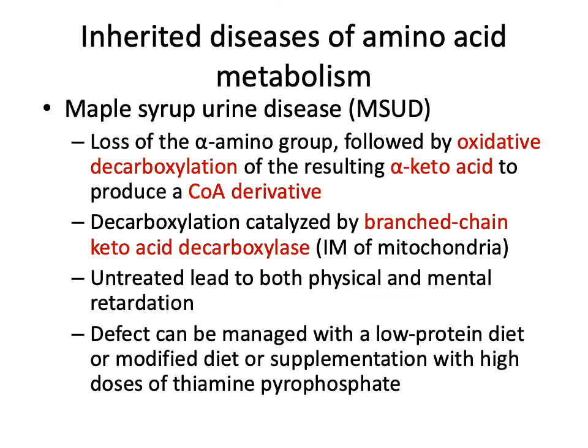Okay, so if these go untreated, they can lead to some pretty serious problems, both physical and mental retardation. And the best way to deal with it is very close control of the diet to limit the number of these amino acids. I'm not sure the supplementation with high doses of thiamine, how effective that is, but it is used.